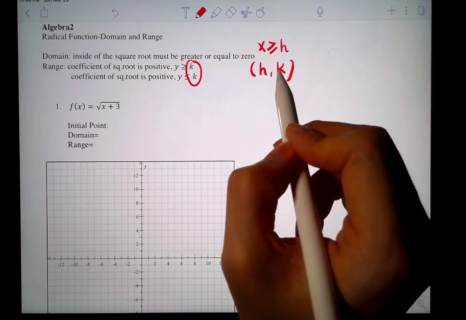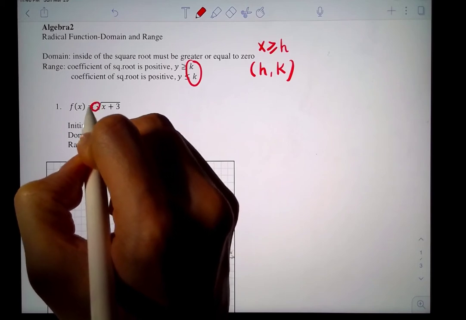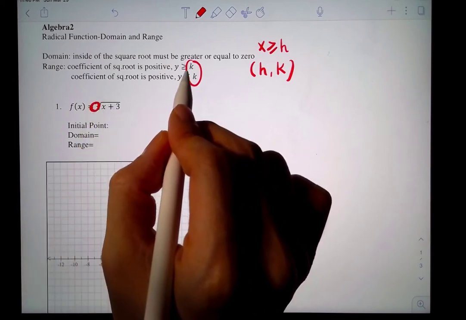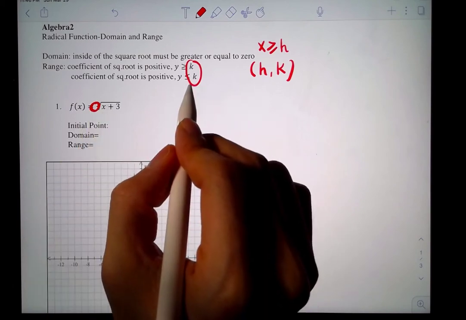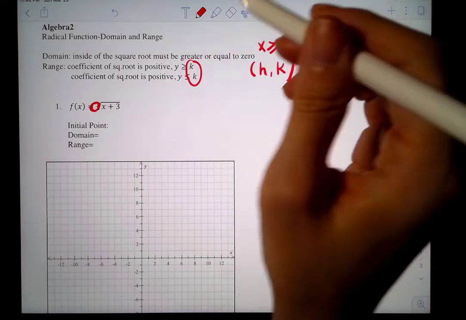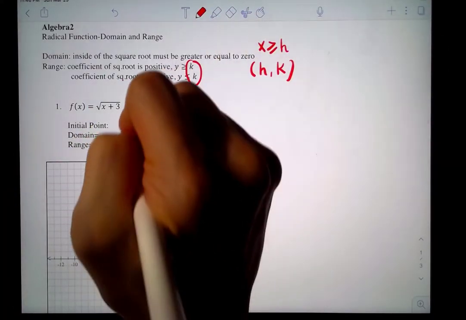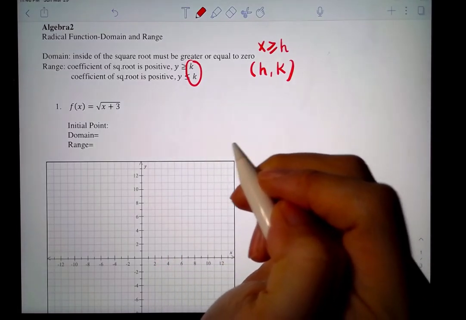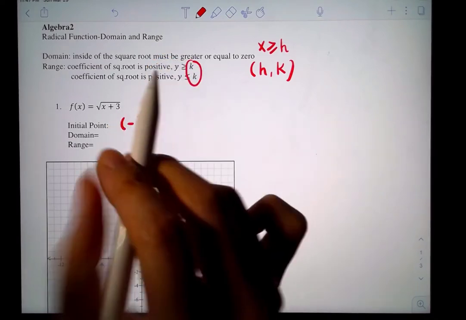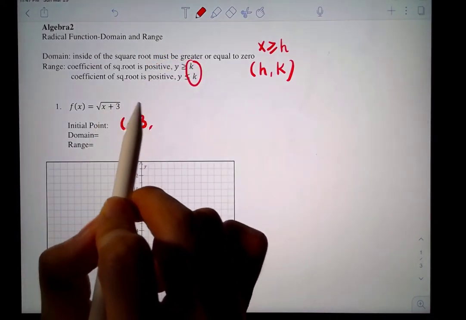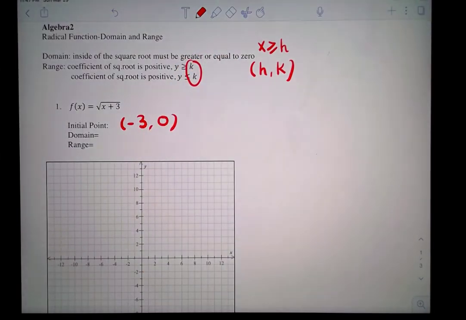So we can get something from here. If the coefficient of the square root, that means the sign of the square root, is positive, then y is greater than that number. If it is negative, then less than this number. Okay? So let's use the shortcut. Look at this. What's my initial point for this? It's negative 3. And do you see anything on the outside? Nothing. So negative 3, 0. That's my initial point. Right?